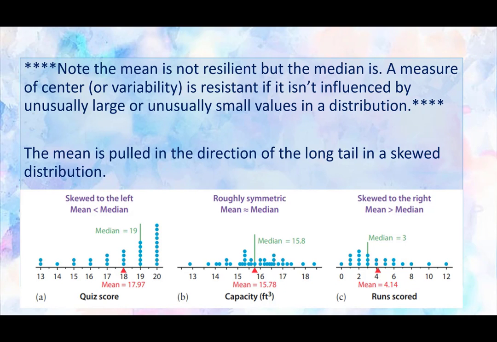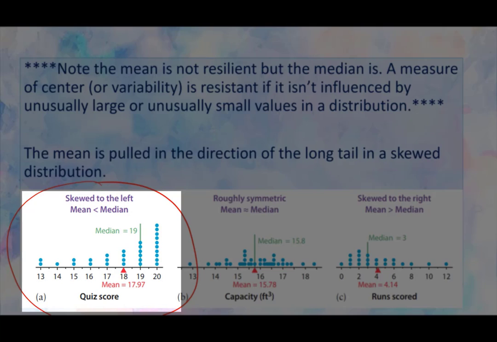If you look at the first one right here, when you have a distribution skewed to the left, the mean is going to be less than the median. Because what happens is this skewed tail here brings the mean closer to the tail. I actually like to think of this as an arrow: when the mean is less than the median, then the tail is going to be towards the left side.